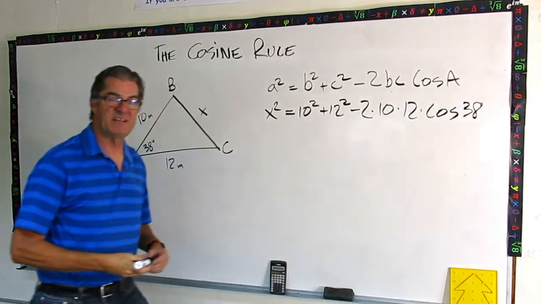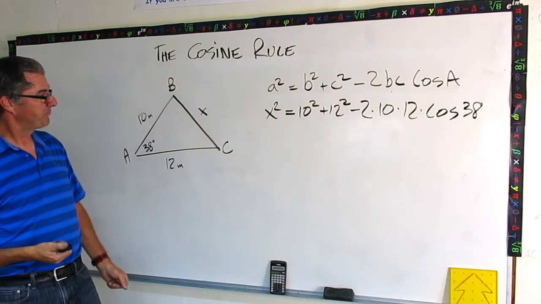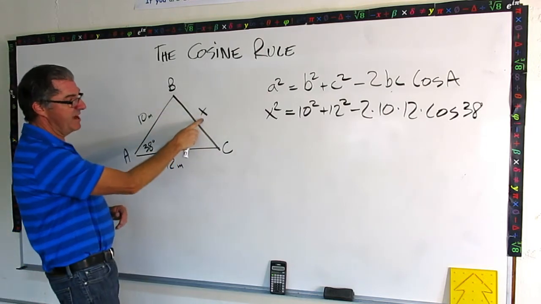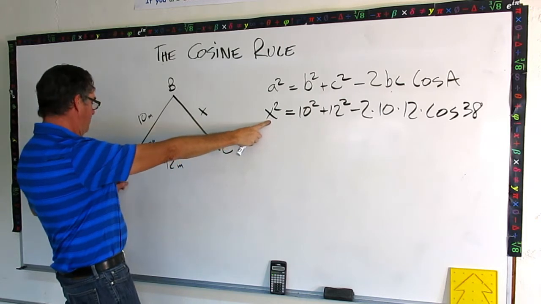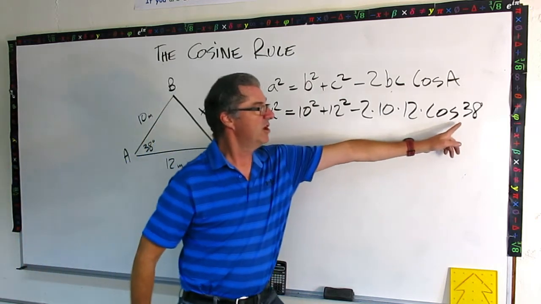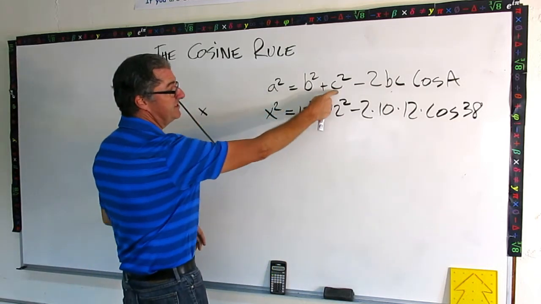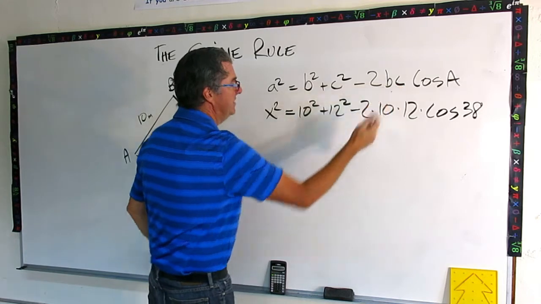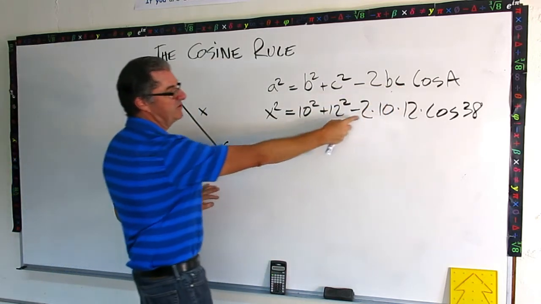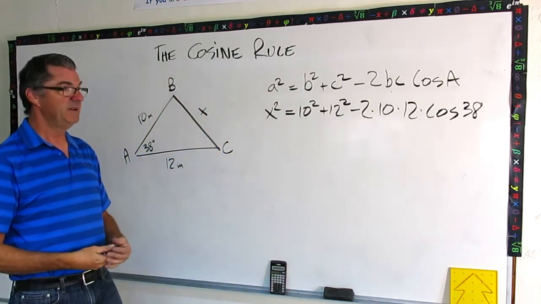So let's break that down, because I think this is probably the most complicated plug-in step you're going to get. Here's what I want. There's my x. So x squared. The opposite angle from x is the one that goes in the cosine. The other two get plugged into the b squared plus c squared minus 2 times b times c. So these are the other two sides, 10 squared and 12 squared, minus 2 times 10 times 12. So that's my correct plug-in step.